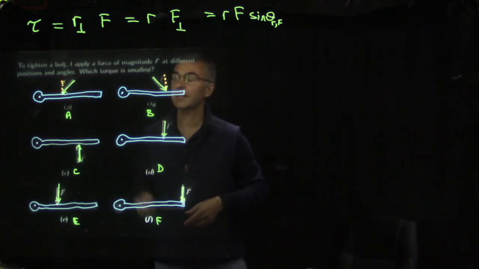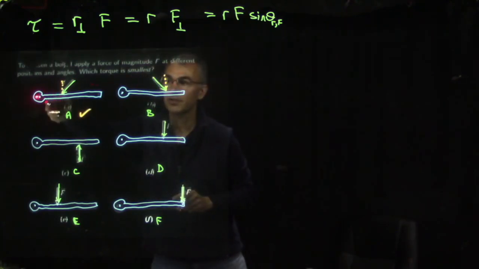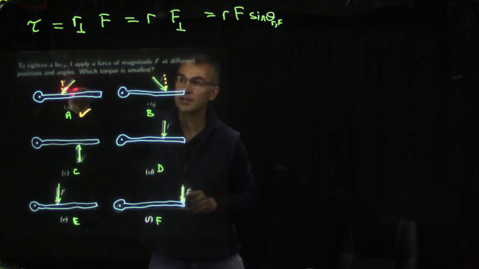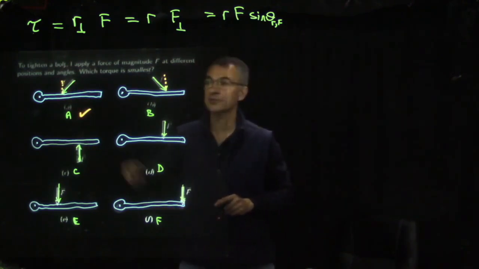So I think A, alpha, is the smallest torque because not only is it a small distance from the axis of rotation to the point of application of the force, but because the force is not perpendicular to the displacement, we get only the perpendicular portion of the force, which is smaller than the entire force.